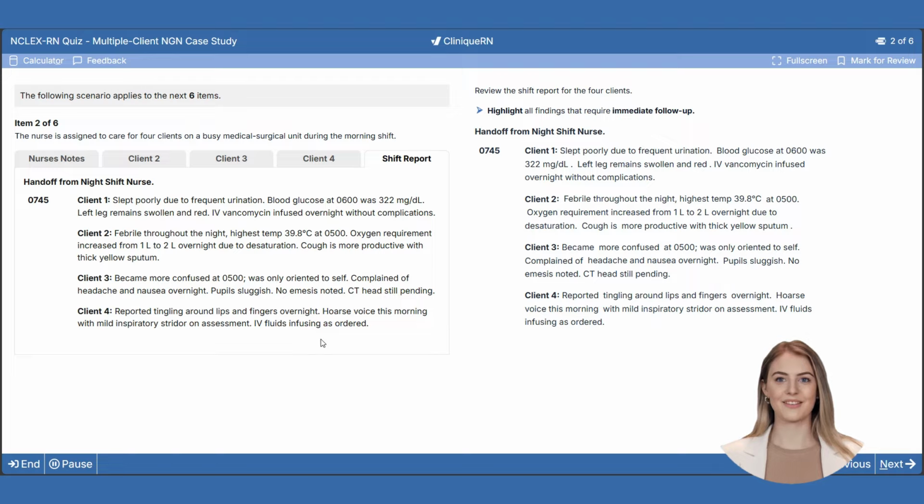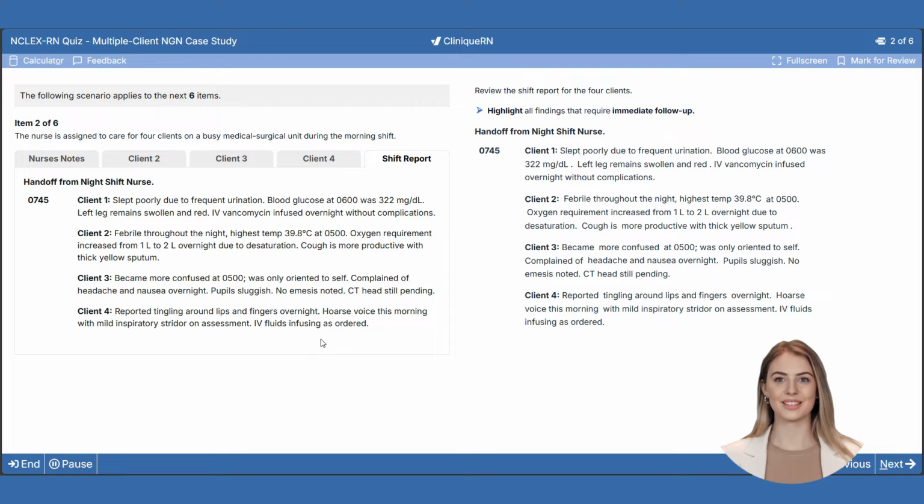Client 2. Febrile throughout the night. Highest temperature of 39.8 degrees Celsius at 0500. Oxygen requirement increased from 1 liter to 2 liters overnight due to desaturation. Cough is more productive with thick yellow sputum. Client 3.